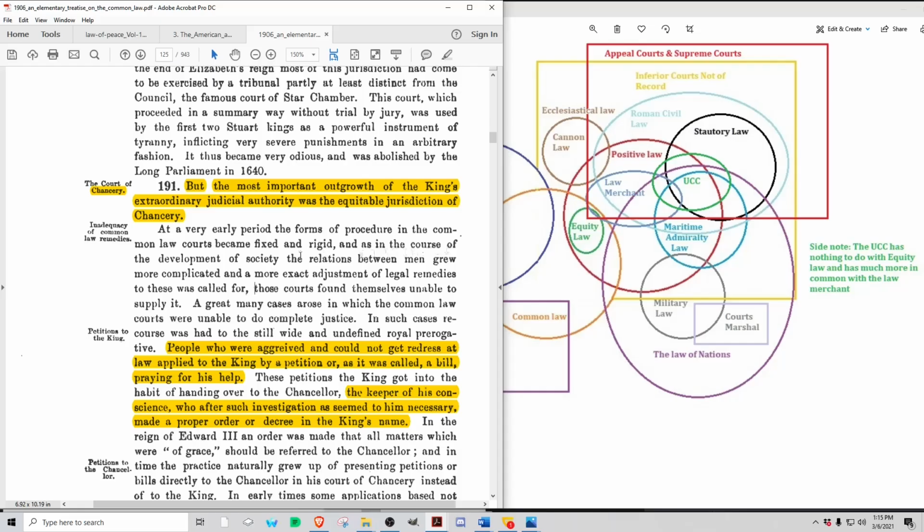So this idea of the course of development of society, relations between men growing more complicated. Okay. What they're talking about is the right of use and usufruct and trusts, which is completely unknown at common law, by the way. Now, nowadays you have people saying, oh, make a common law trust.